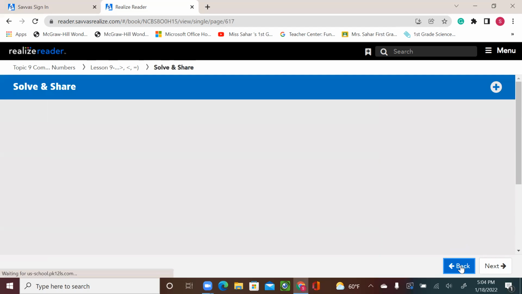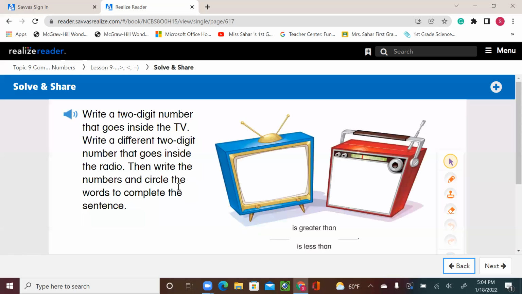Let's go to our first question in our book. Page 37, read again and answer this question. Write a 2-digit number that goes inside the TV. Write a different 2-digit number that goes inside the radio. Then write the numbers and circle the words to complete the sentence. All right. So write a 2-digit number that goes inside the TV and a different 2-digit number to go inside the radio. So let's write for the TV.